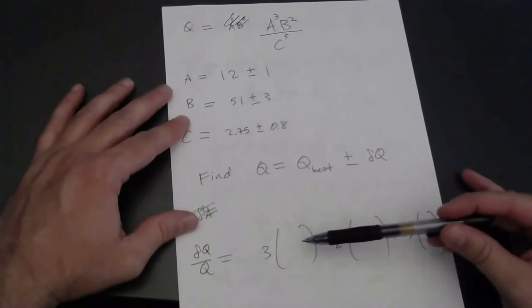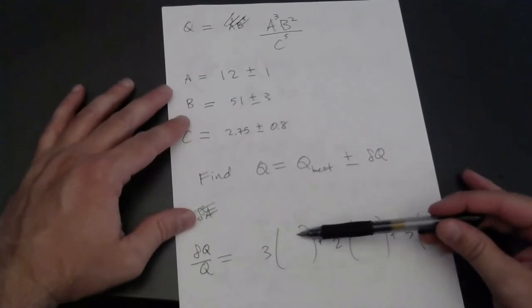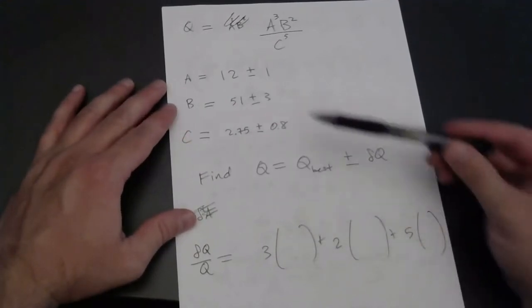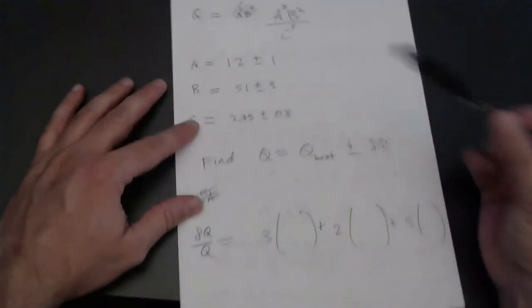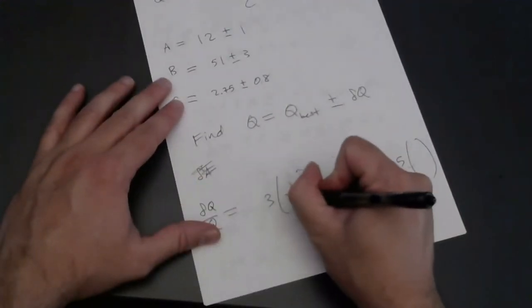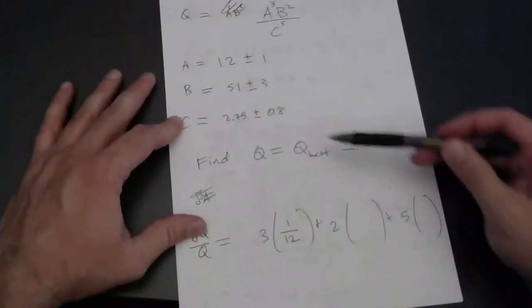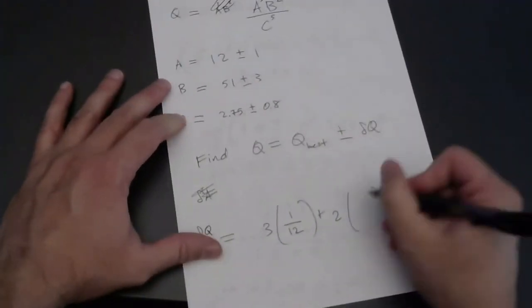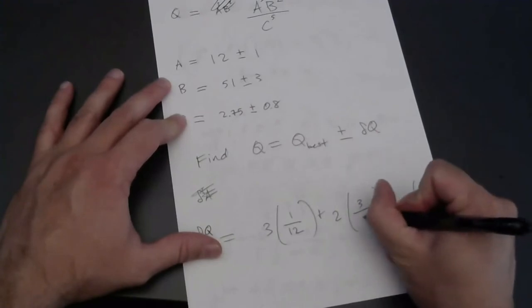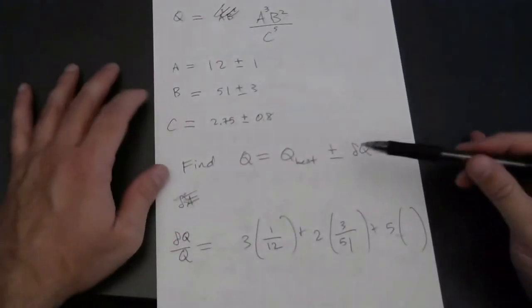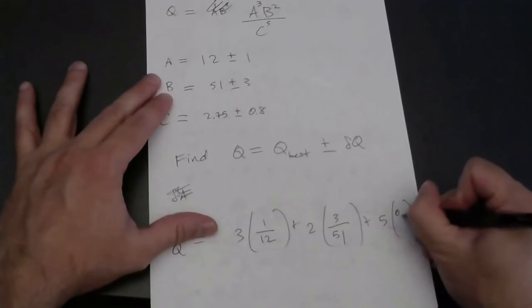Now, the relative uncertainty in A would be delta A divided by A. That's the absolute uncertainty of 1 divided by the best estimate for A, which is 12. And then for B, we've got an absolute uncertainty of 3 compared to its best estimate of 51. And lastly, C is uncertain by 0.8 compared to 2.75.